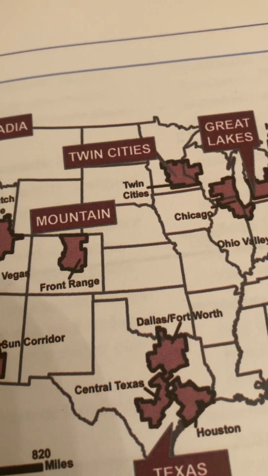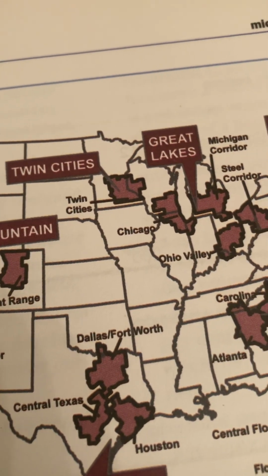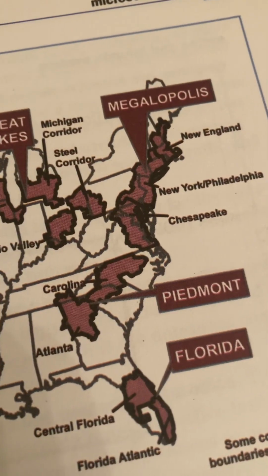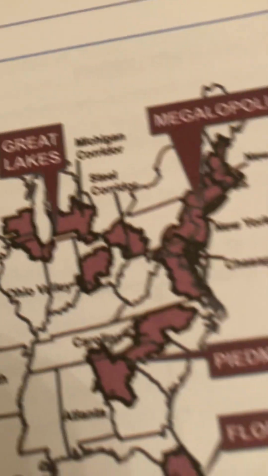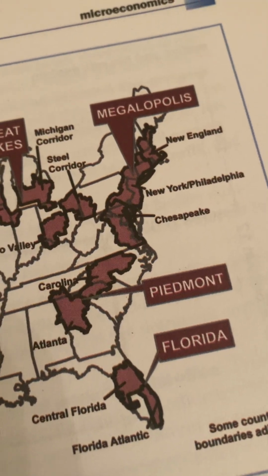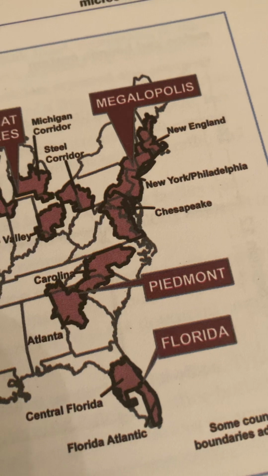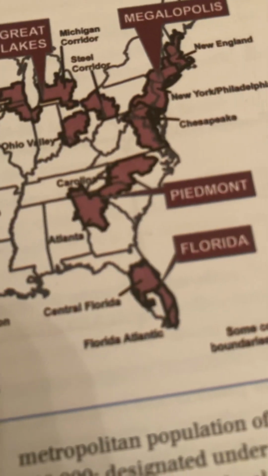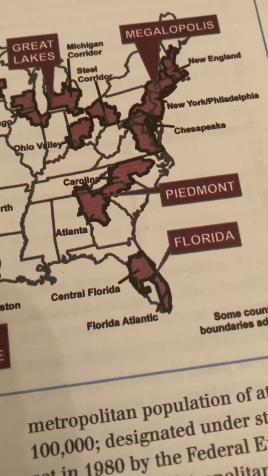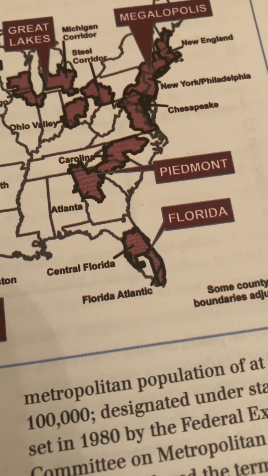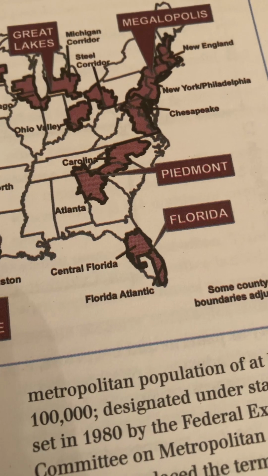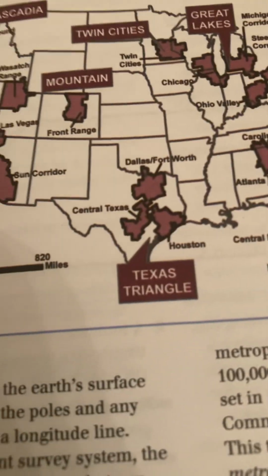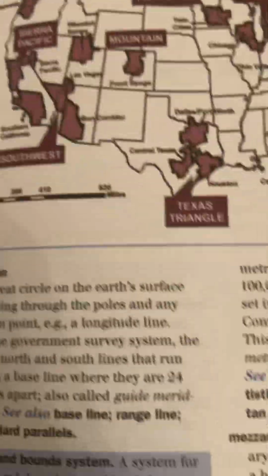Up in Illinois, it's called the Twin Cities. Over in the Michigan area, it's called Great Lakes. On the East Coast, around New York, New England, Philly, and Chesapeake, it's called Megalopolis. In the Carolinas, it's called Piedmont. And in the Florida Atlantic, Central Florida, it's just called Florida. In Texas, you have the Texas Triangle.